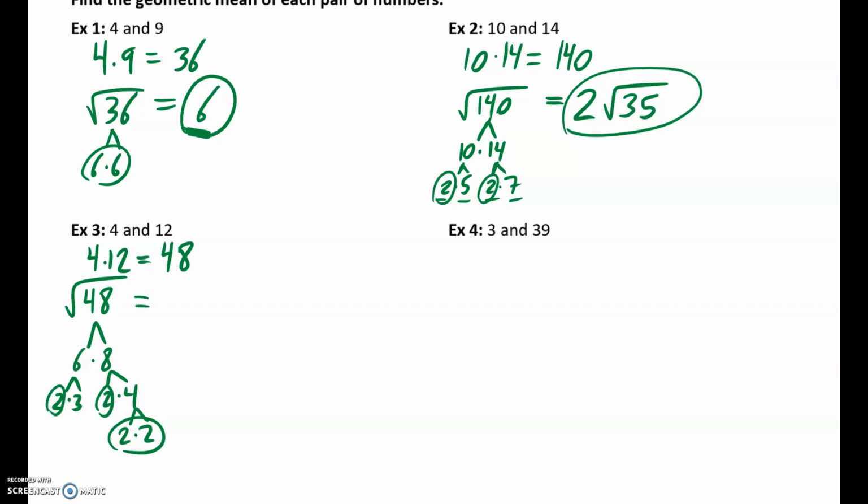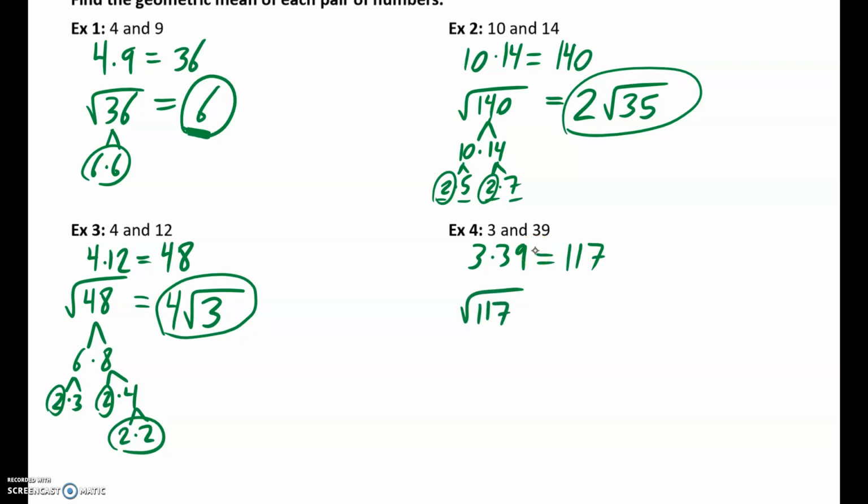So we actually have one pair of 2's and a second pair of 2's that are going to come out. Those multiply together. So that would be 2 times 2, that's 4. And then what's left behind is the 3 inside. So it's actually 4 square root of 3. That's how we got that 4 out front. Just like we got the 35 in example 2, it was just left behind. So anything extra that's pulled outside is going to be multiplied together. Anything that stays inside is going to be multiplied together. All right, how about 3 and 39? That will be 117.